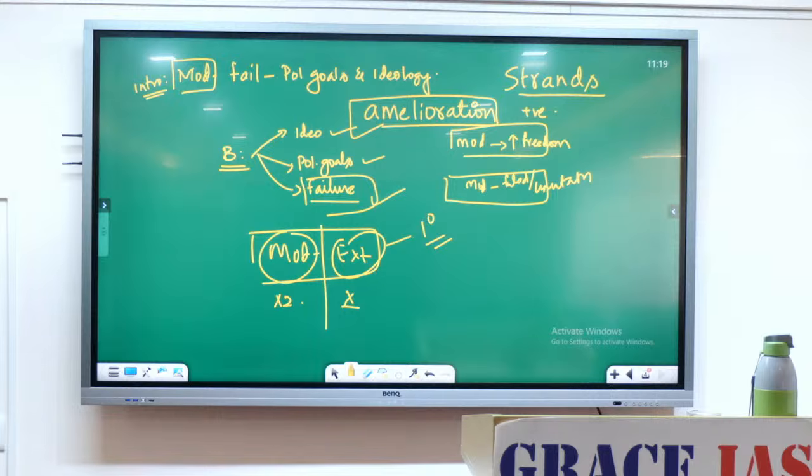You cannot write Gandhi was from Gujarat, Bose was from Bengal, Gandhi's mentor is Gokhale, Bose's mentor is C.R. Das. That cannot be the answer. Gandhi was a lawyer, Bose cleared ICS. Right? These cannot be the pointers of comparison. This is like schoolish, kiddish. You will not get the marks for this. You can get that self-satisfaction of filling the pages.